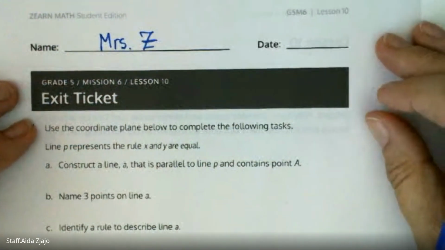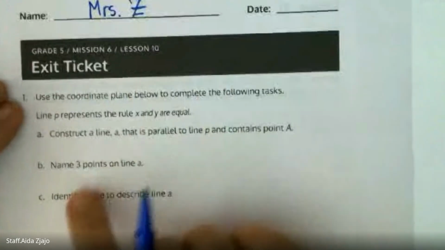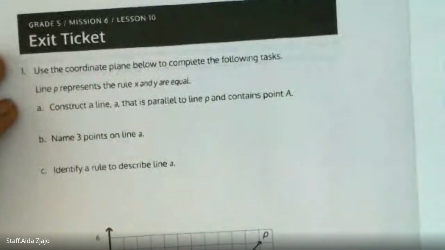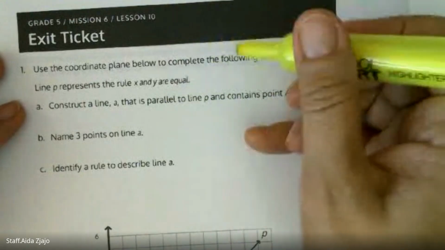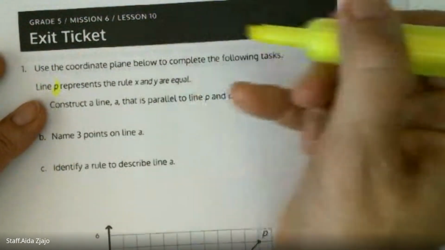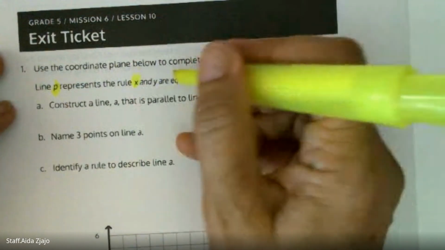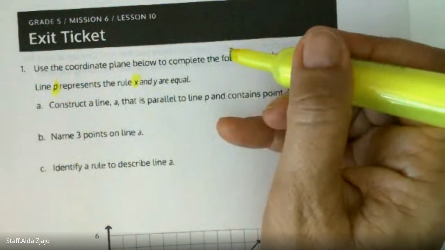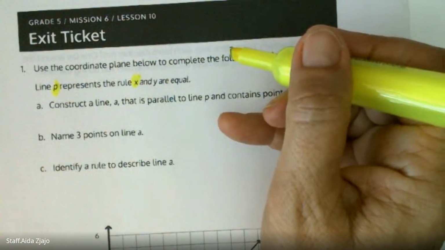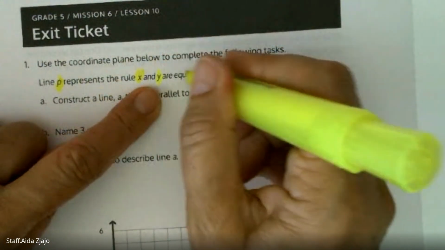Okay, it is grade 5, mission 6, lesson 10, exit ticket. Use the coordinate plane below to complete the following tasks. Line P represents the rule X and Y are equal. Okay, line P represents the rule X and Y are equal.